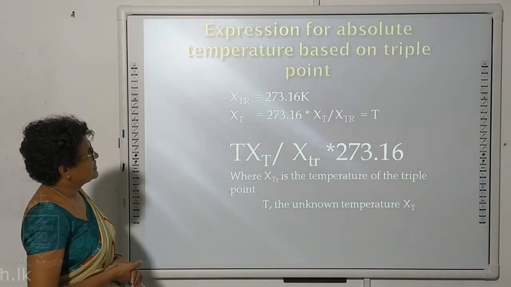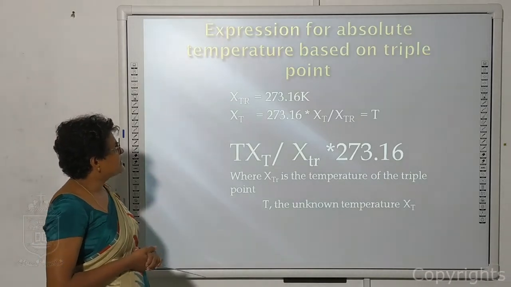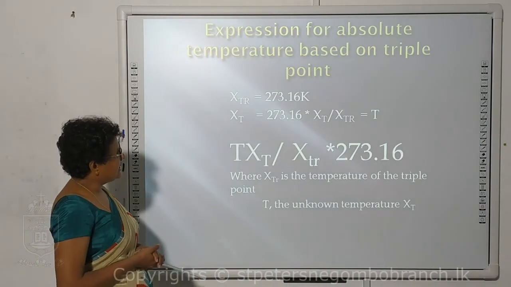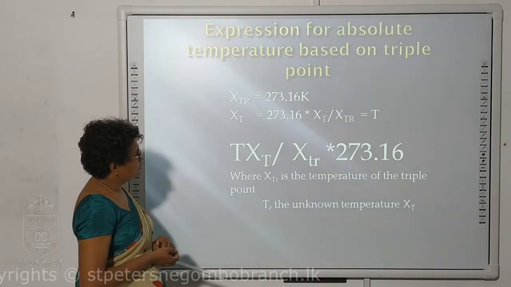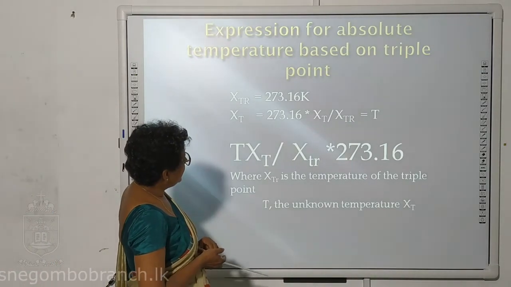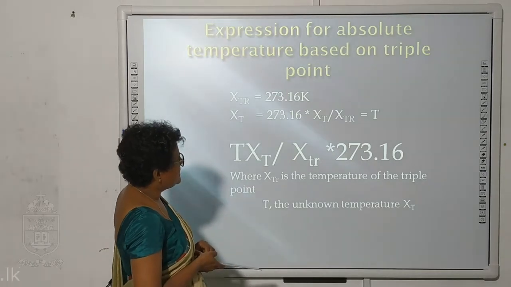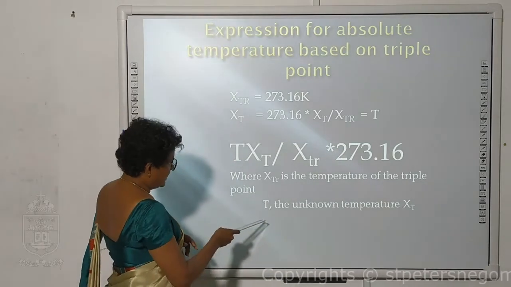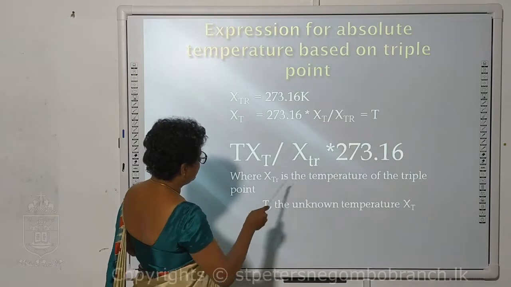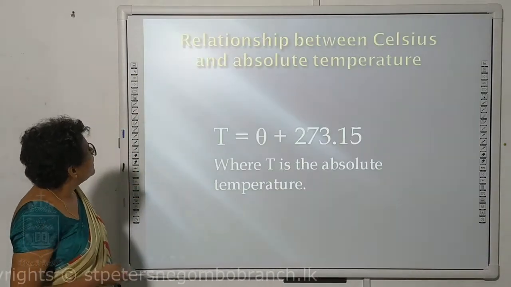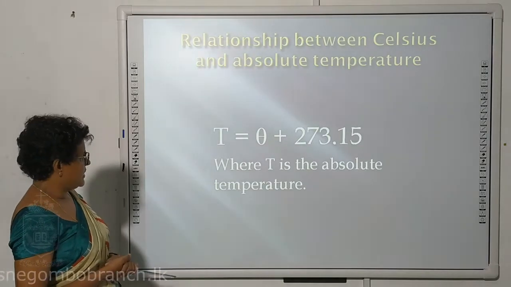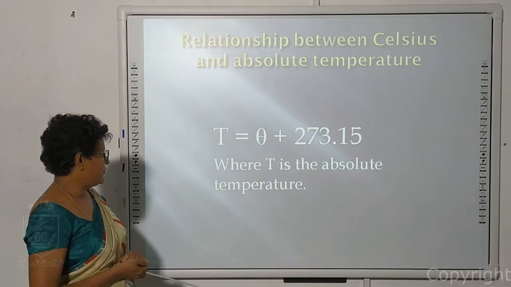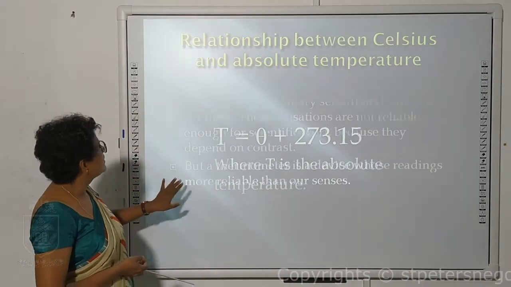Expression for the absolute temperature based on the triple point. If XTR is the value at the triple point, 273.16 Kelvin, and XT is the value at the unknown temperature, then 273.16 into XT divided by XTR equals T. So when XTR is the value at the triple point and T is the unknown temperature, you can find the value from this equation. Relationship between Celsius and absolute temperature: T equals theta plus 273.15, where T is the absolute temperature.